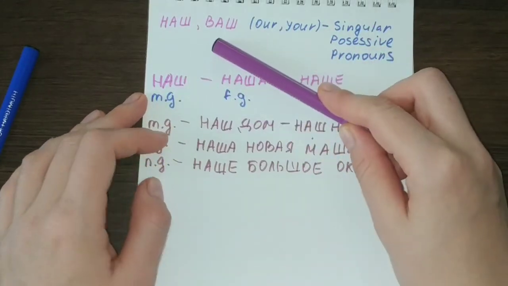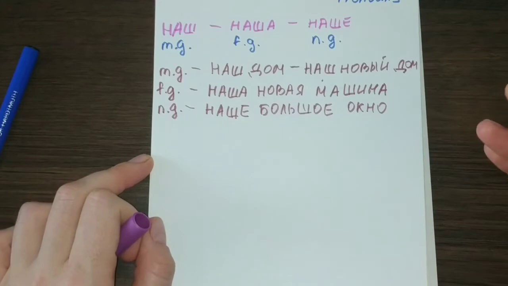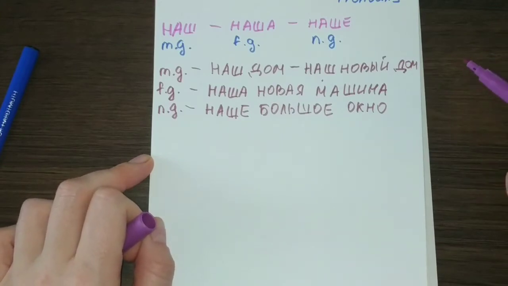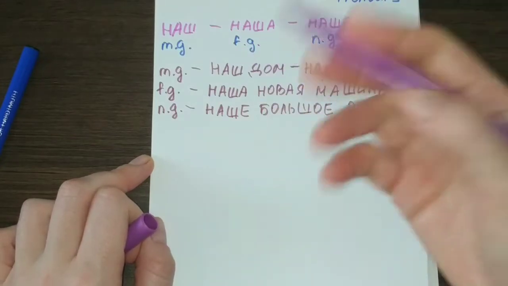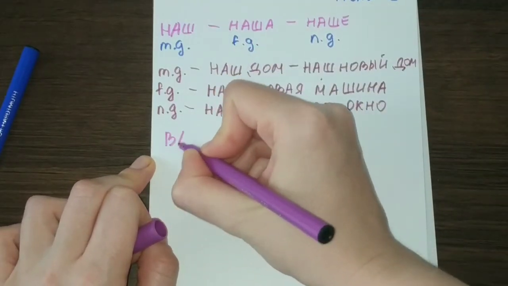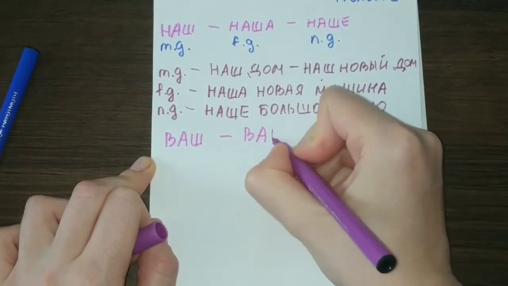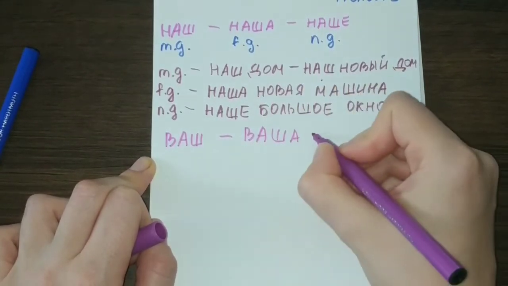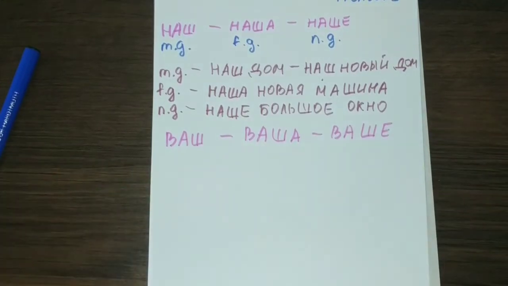And now let's talk about the second one, which is ваш. It has three versions as well, and they are made similarly to the pronoun наш. So it will be ваш, masculine gender, ваша, feminine gender, and ваше, neuter gender.